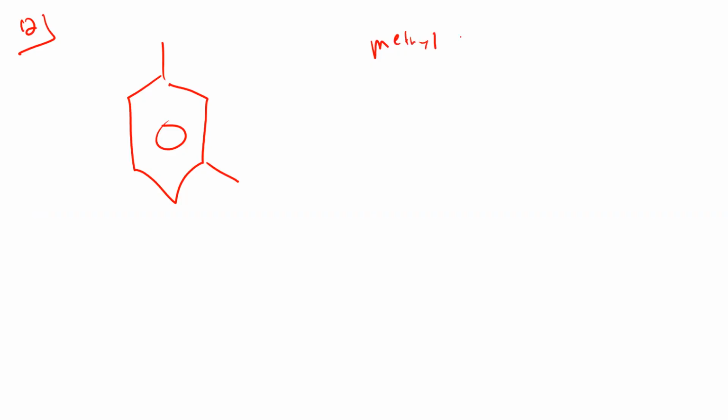So methyl groups are ortho para directing. So it'd be ortho para, and then this one, I could put this in a different color for you. Ortho, because this is ortho here. So what you're going to do is you're going to draw your nitro group here, right?